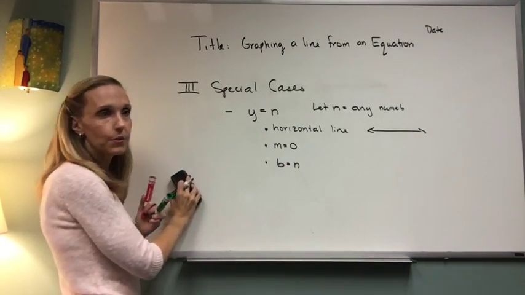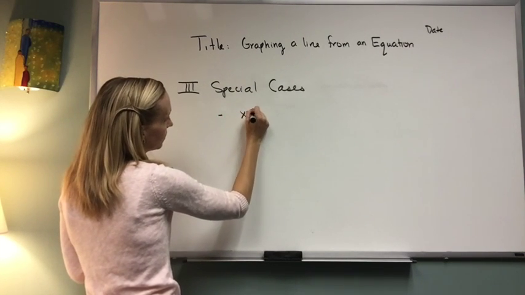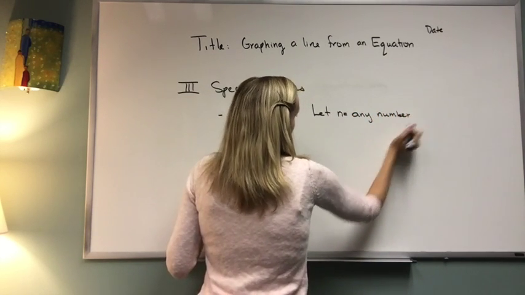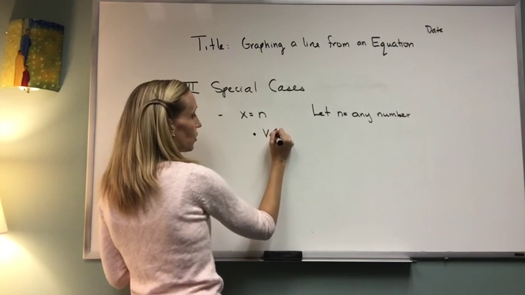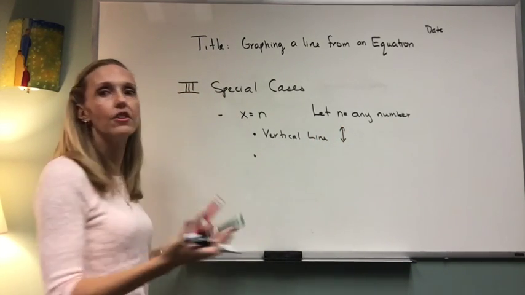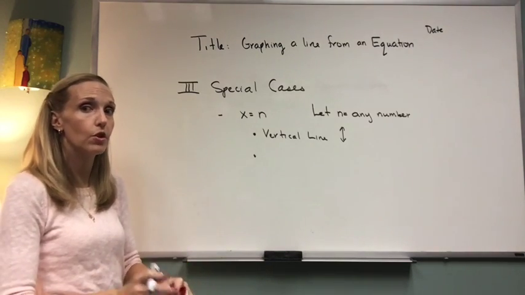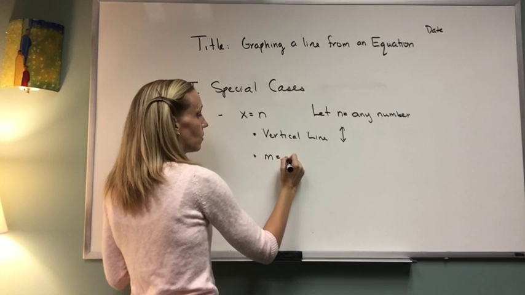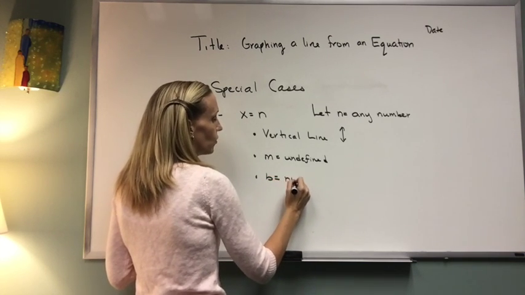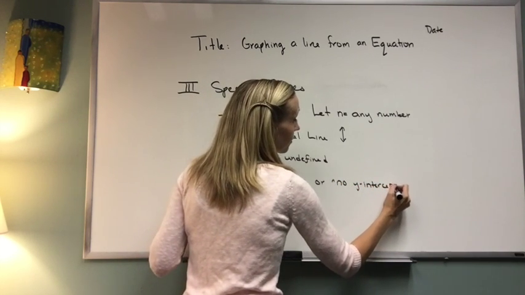So then what happens when we get an x equaling a number, as we just saw? Well, when x equals a number, and again, we're going to let n equal any number, what did we realize? Well, we realized that we have a vertical line. It's going up and down. And do vertical lines have a slope? Can you walk on them? No. Vertical lines are always undefined. That's the word. You don't say it doesn't have a slope. No slope is not the terminology. Your slope, your m equals undefined. And do you have a y-intercept? No. So you can write none or no y-intercept, because it will never cross the y-axis.